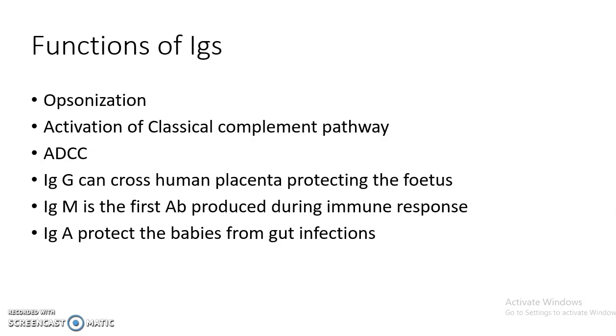IgG can cross human placenta, protecting the fetus. IgM is the first antibody produced during immune response. And IgA, it can protect the babies from gut infections.